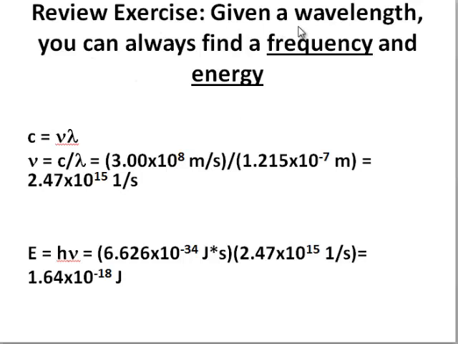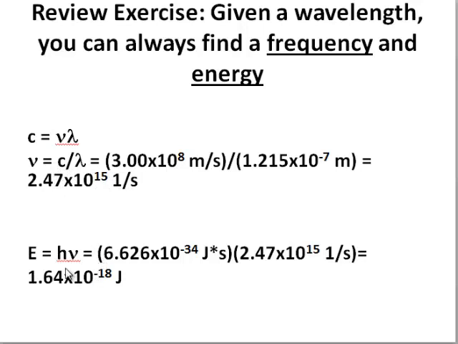Alright, for review, given a wavelength, you can always find a frequency and an energy. So the frequency you should have calculated is found by taking c and dividing by the wavelength we just found: 3 times 10 to the 8th divided by 1.215 times 10 to the negative 7. Meters cancel. Our frequency is 2.47 times 10 to the 15th reciprocal seconds, or hertz.